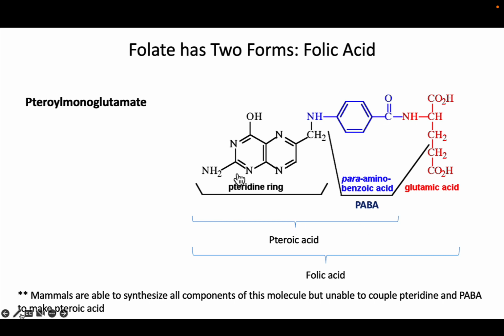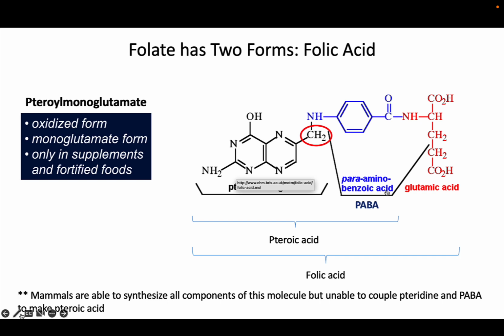The pteroic acid is made up of pteridine ring and para-aminobenzoic acid, or PABA, and human bodies are not able to connect the pteridine ring to the PABA at this methyl group. However, our bodies can make each of the 3 components, the black, blue, and red components. So we call this the oxidized form, monoglutamate form, and again, it's only found in supplements and fortified foods.